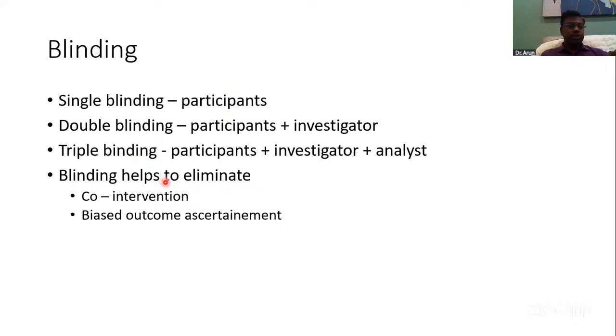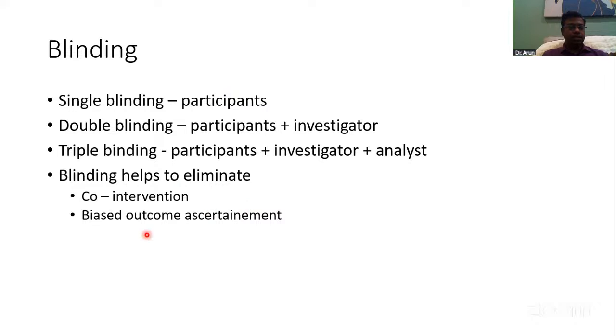So blinding helps to eliminate co-intervention. For example, if a participant comes to know that the intervention group is getting a new drug which may have better efficacy and cure, then it might change their mind and they may want to switch from one group to another group. Not only at the participant level, even the treating staff or clinician, if a known person is there, they also can switch people from one group to another group. That can lead to bias. So blinding can eliminate this kind of co-intervention.